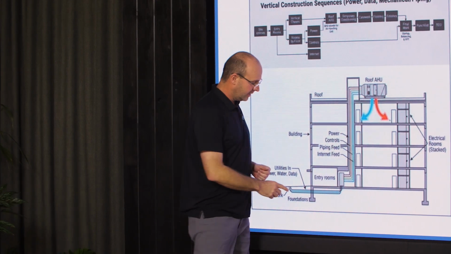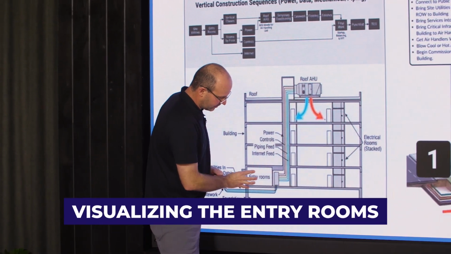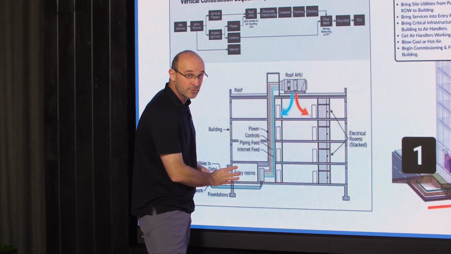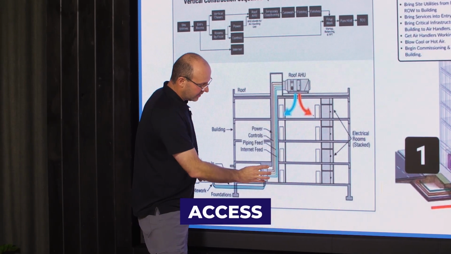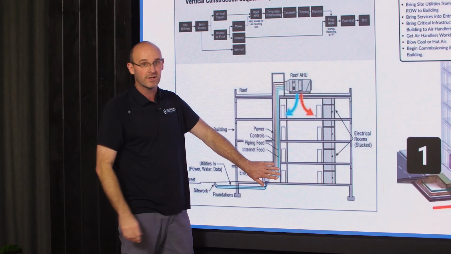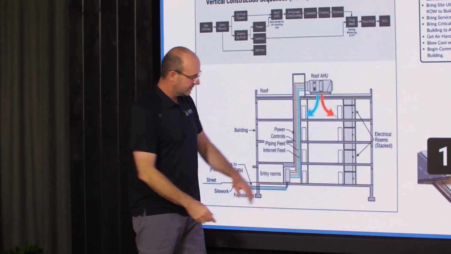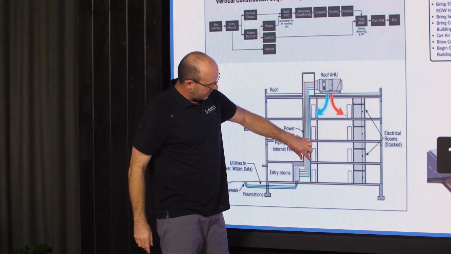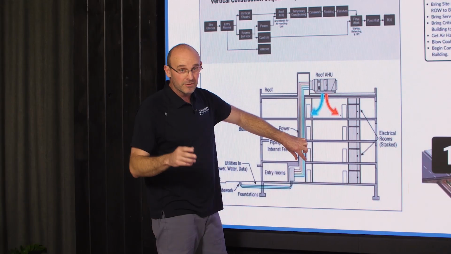Now the key thing here is visualizing the entry rooms. You're going to get equipment into these rooms, so make sure you have access. These are going to have to be pull planned in detail so all the rooms are fitting out. Usually I don't have a lot of trouble here. The key thing is getting power here. Where you're going to get the trouble is in a couple of other locations.